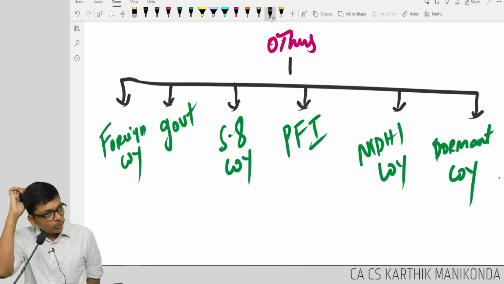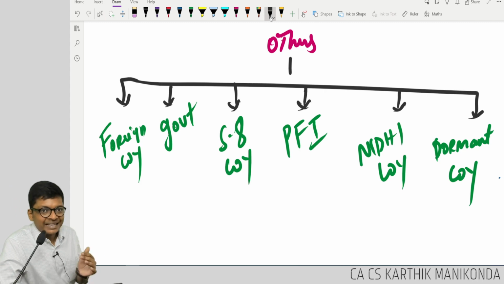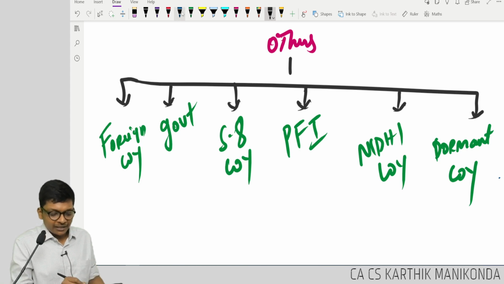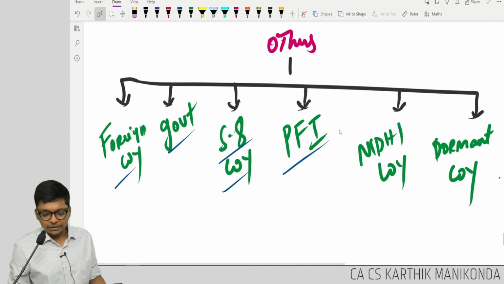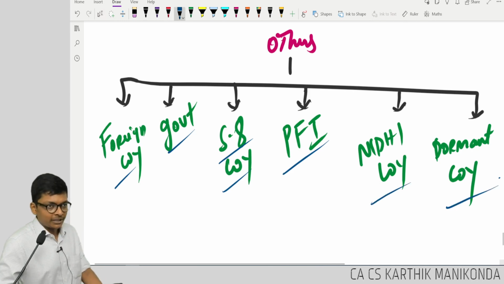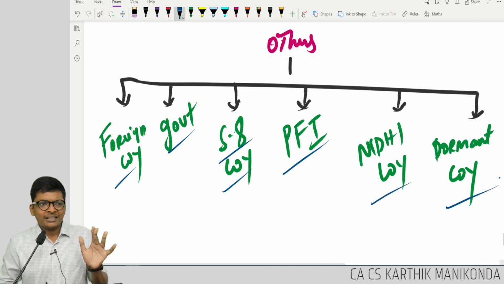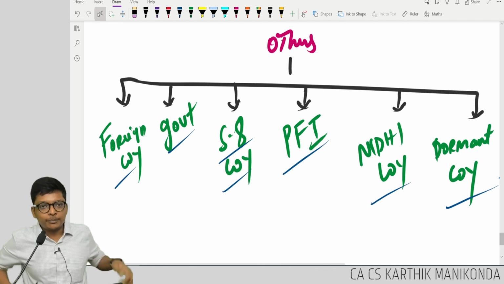Once this gets over, the chapter will come to an end. Are you all following, guys? I'll take them all one by one: foreign company, government company, section 8 company, public financial institution, Nidhi and dormant company. I just wrote them in random order. There is no order, guys. They're all separate companies. Clear?